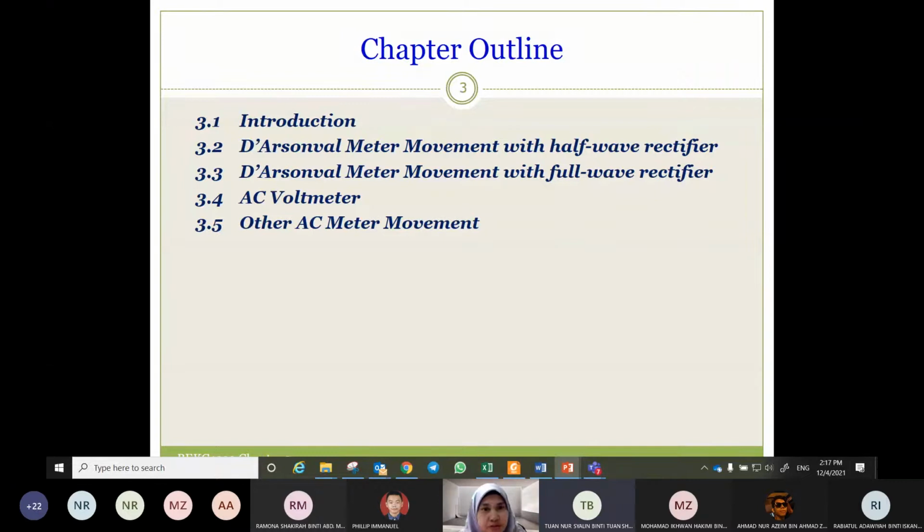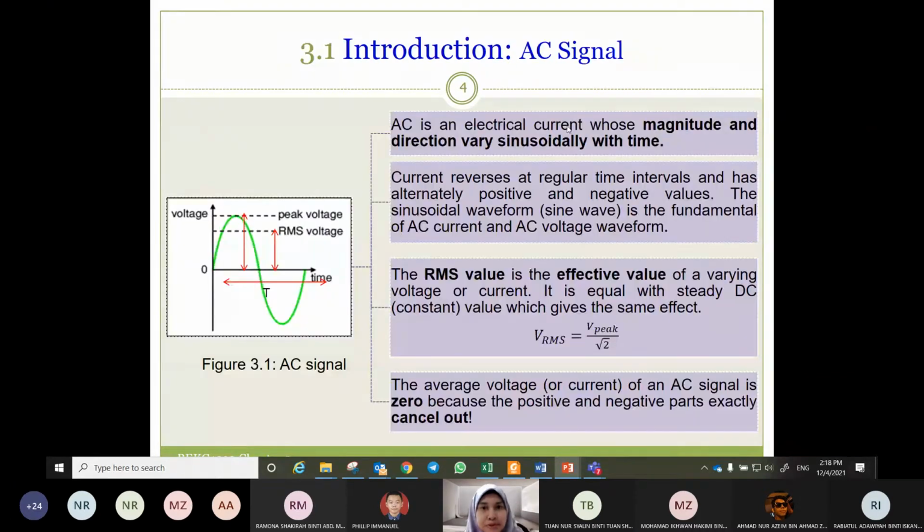Okay, so these are the subtopics in this chapter. Introduction, and then the meter movement with half-wave rectifier, followed by full-wave rectifier, AC voltmeter and other AC meter movement. Okay. AC signal.